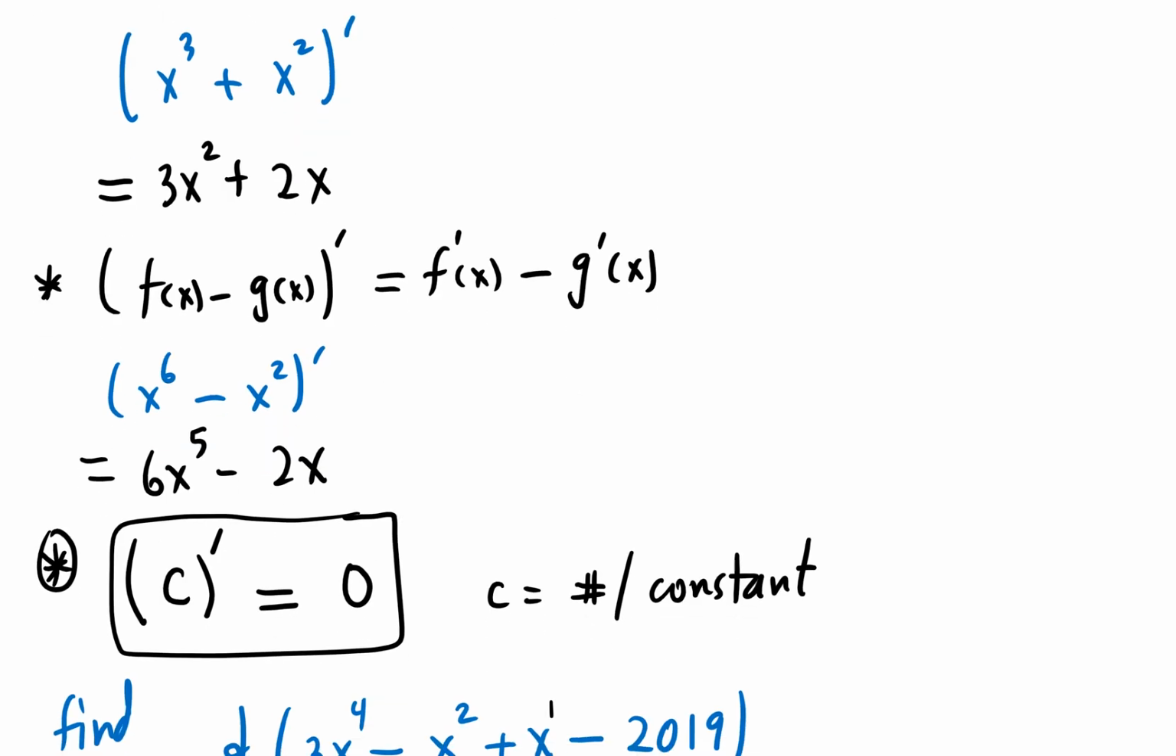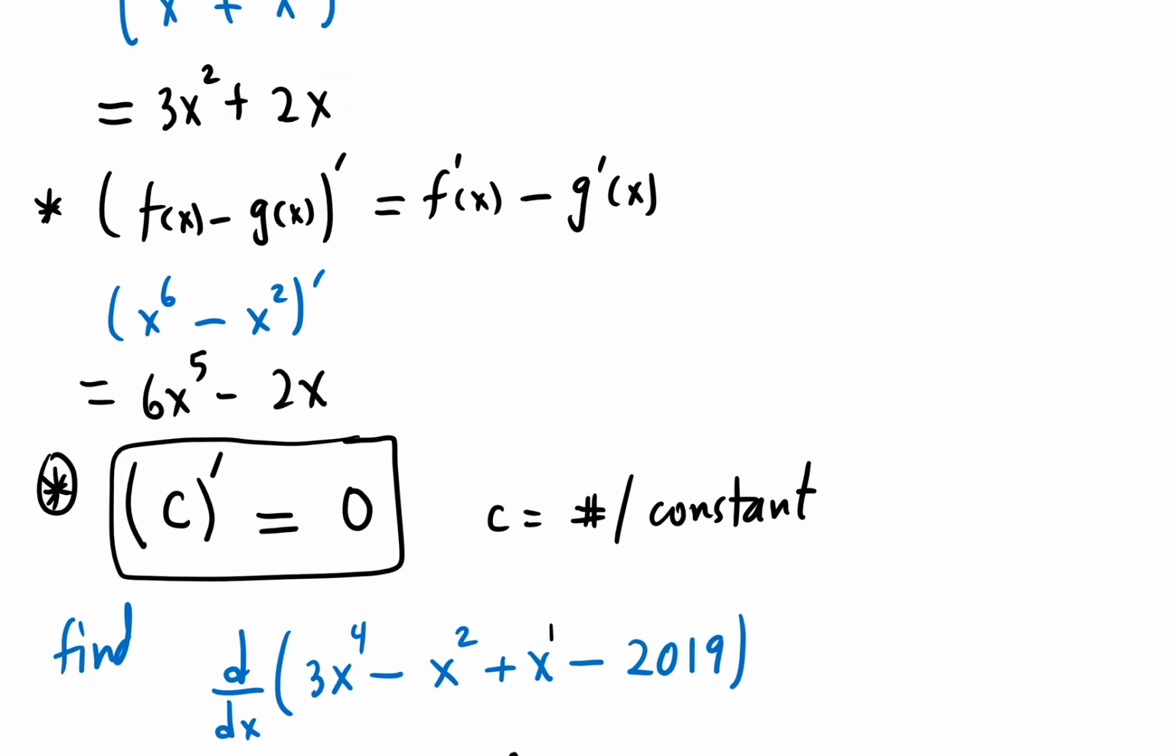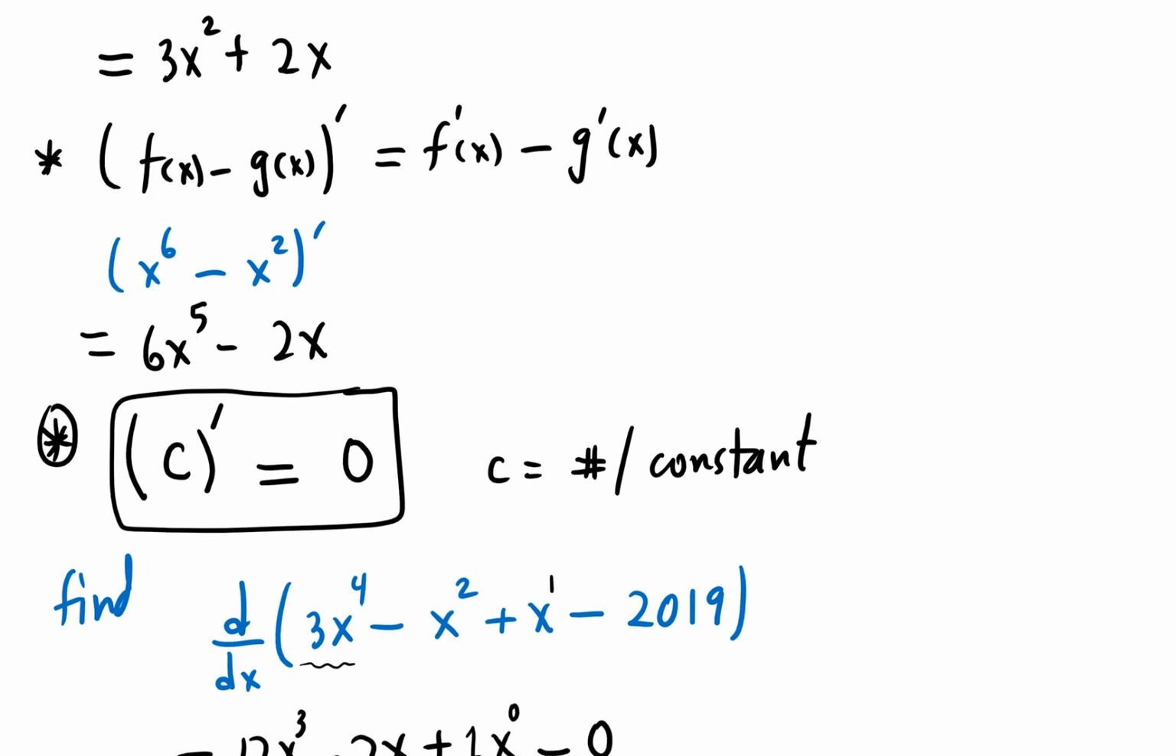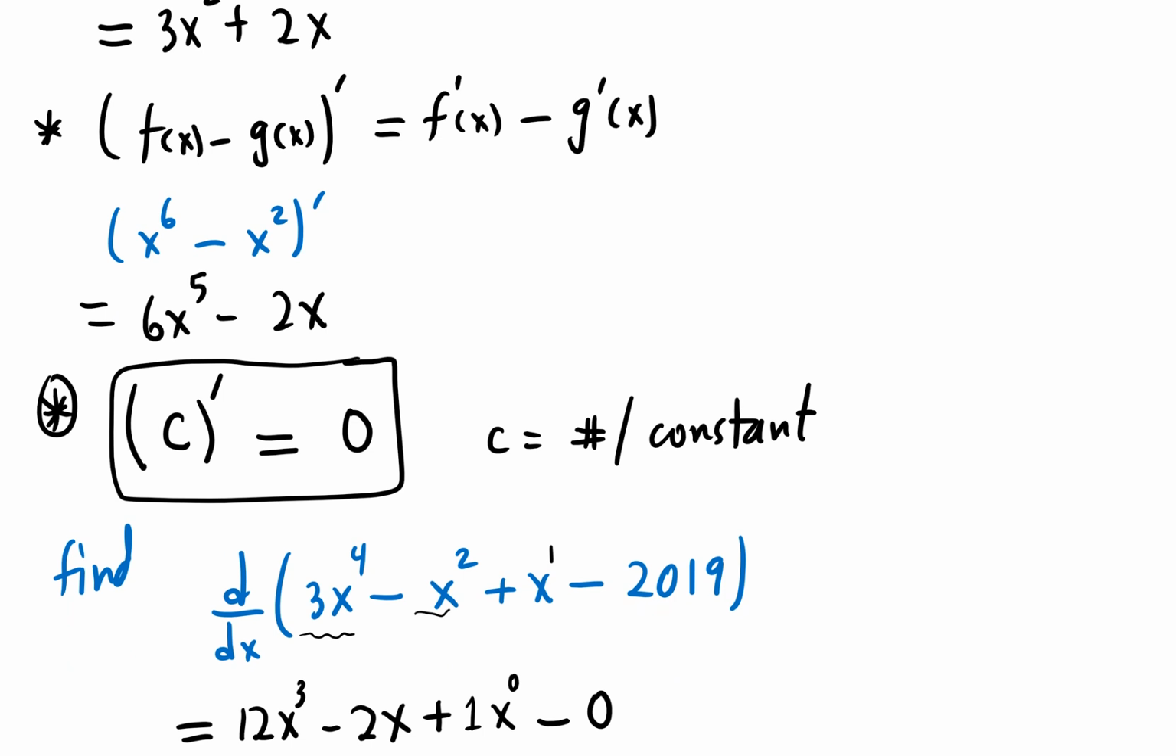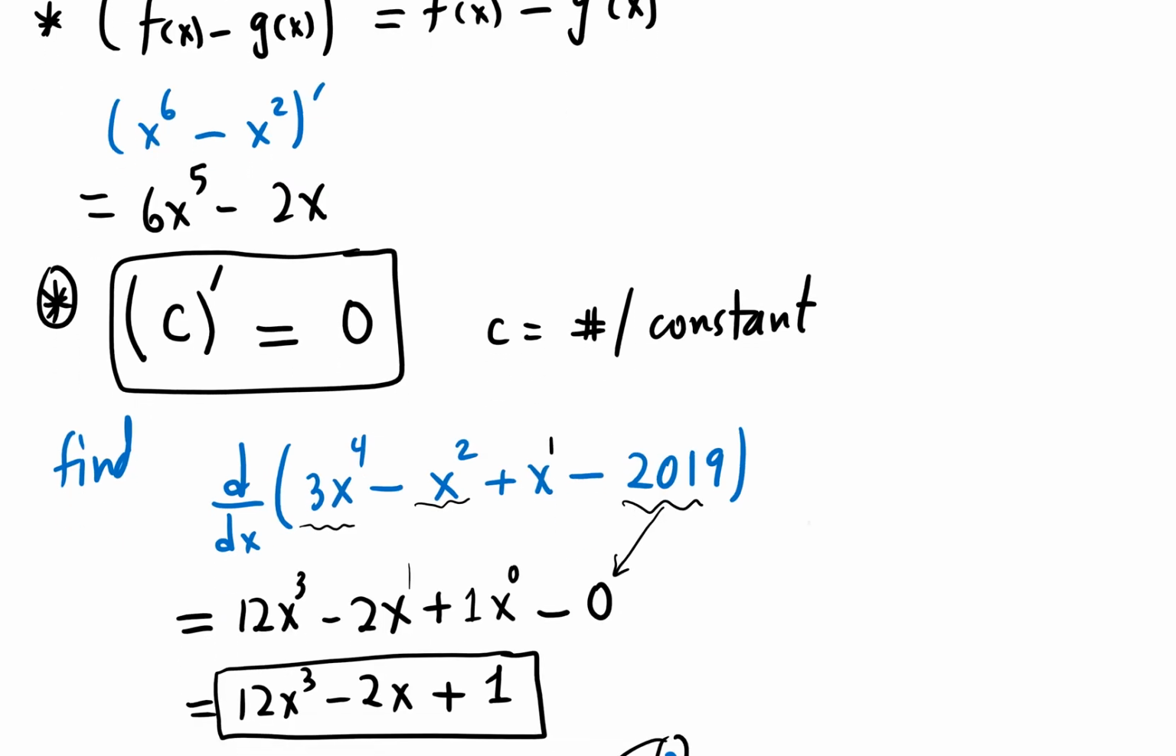For example, if we are asked to find the derivative of all this expression, we take it one at a time. The derivative of this one, you bring the 4 down. 4 times 3 is 12, and subtract 1 from the exponent becomes 3. This one, you bring the 2 down, subtract 1 from 2 becomes 1. X to the first power, you bring the 1 down, subtract 1 from 1 is 0. And that's a constant, so its derivative is 0. To rewrite it in simplified form, this is 12x cubed minus 2x plus 1, because anything to the 0 power is 1.